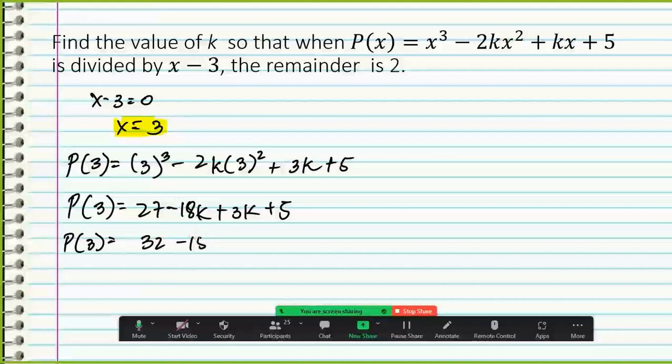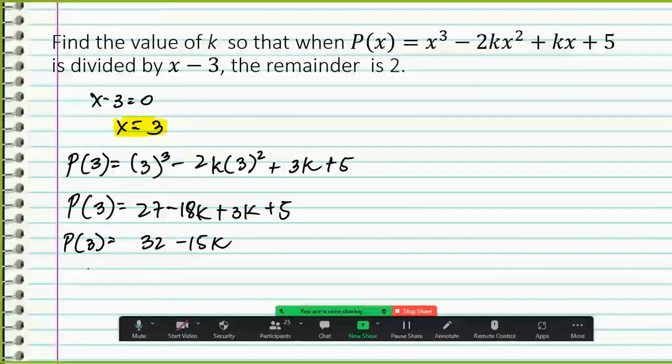So that's 15k. So this is the expression or the function of the given remainder. But as you can see, we still don't have the value. Meaning to say, we have to equate this remainder at the given value of 2 based on the given condition of the problem.